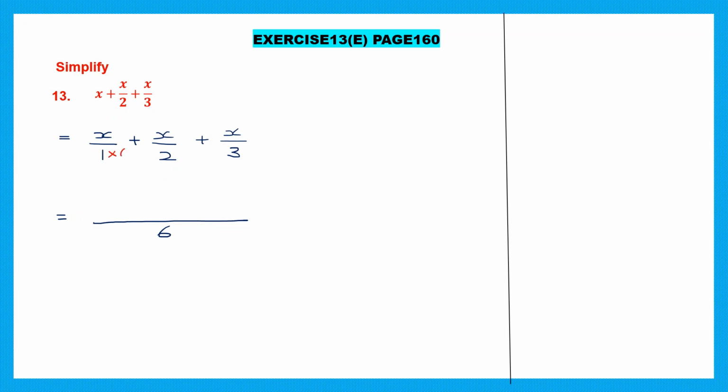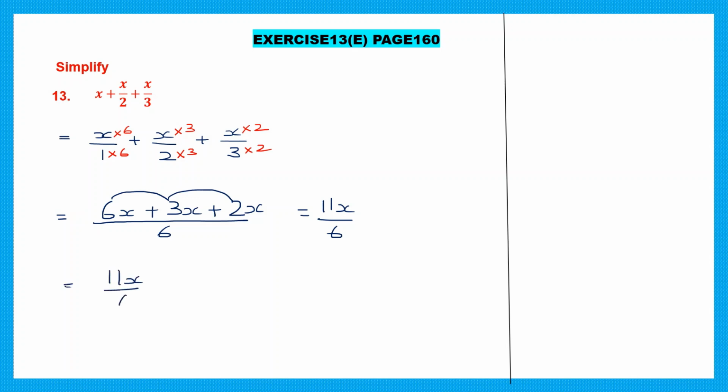Now 1 into 6 is 6. So let's multiply x into 6. x into 6 will give us 6x plus, going on to the next denominator, 2 3s are 6, so multiply x into 3. x into 3 is 3x plus, next one, 3 2s are 6, so multiply x into 2. x into 2 is 2x. Now let's add up only the numbers. 6 plus 3 is 9. 9 plus 2 is 11. So we get 11x by 6. So our answer here is 11x by 6.